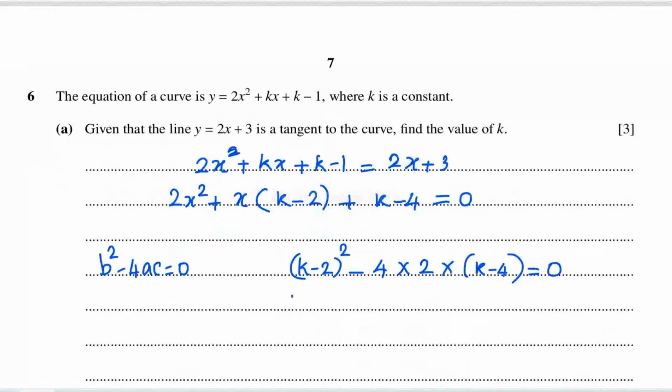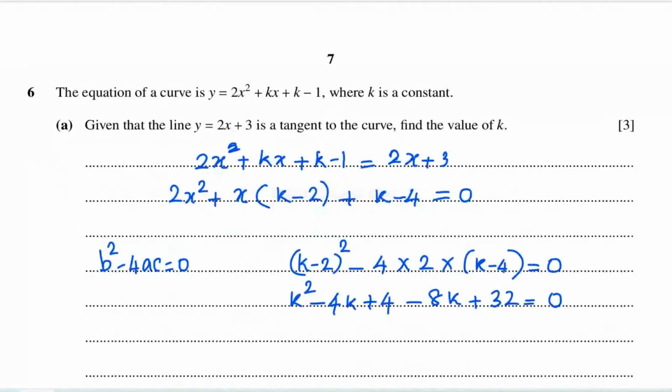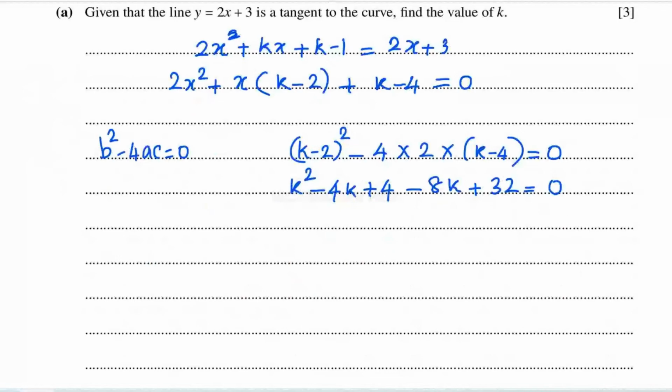Let's expand this one. k square minus 4k plus 4 minus 8k plus 32 equal to 0. So k square minus 12k plus 36 equal to 0. This is nothing but k minus 6 the whole square. So k is equal to 6.